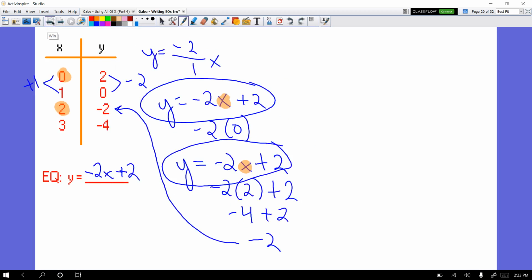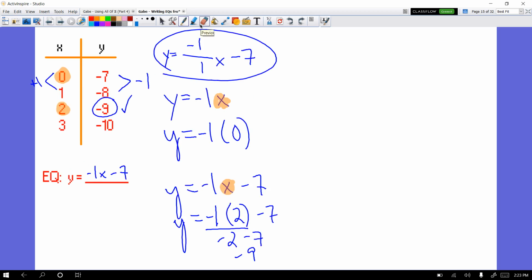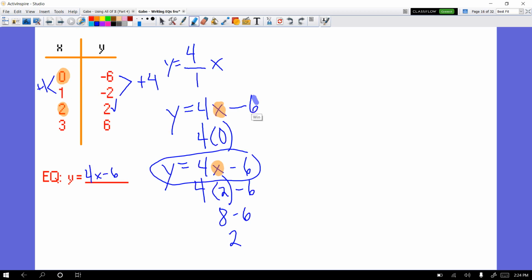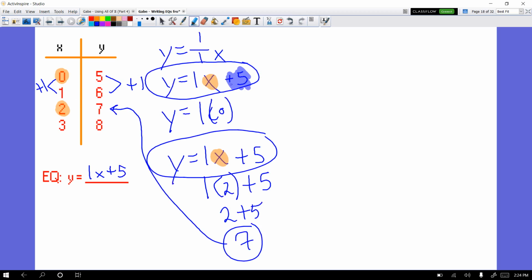But here, I'm just going to go back, and I want to show you one thing that happened in every single one of these. Okay? I'm going to highlight it in blue. So you see minus 7, 0, negative 7. Minus 6, 0, negative 6. Plus 4, 0, positive 4. Positive 5, 0, positive 5.